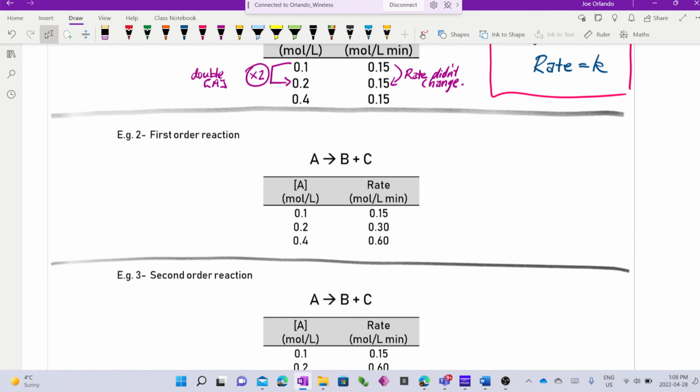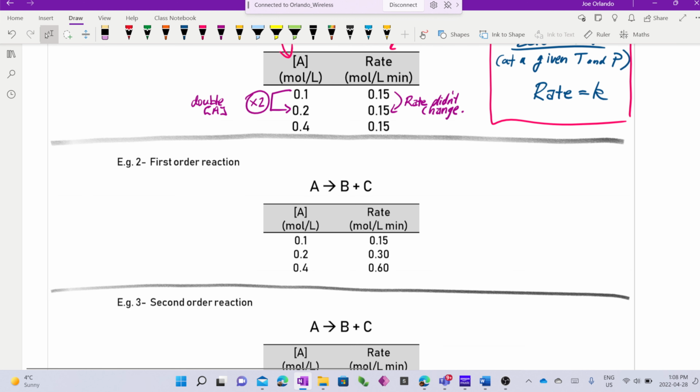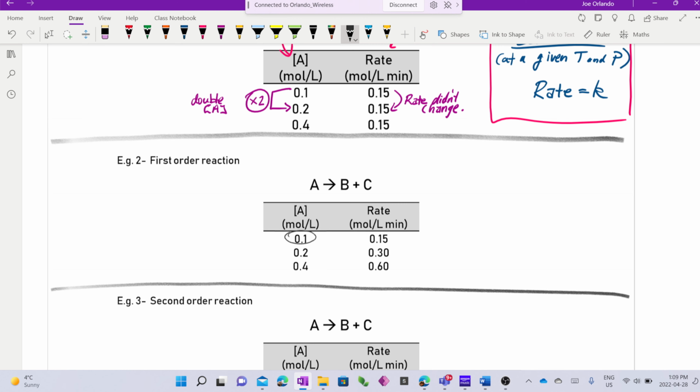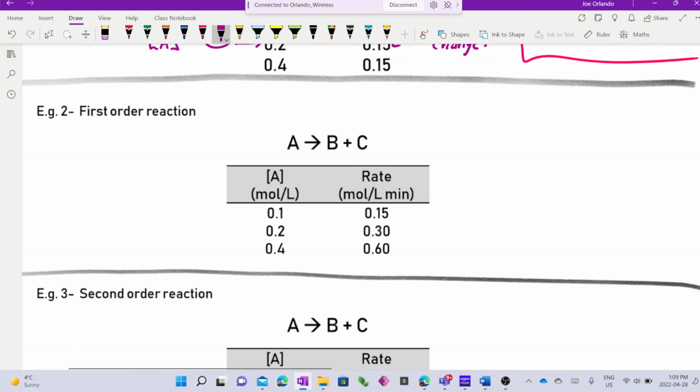Okay. Now, on the other hand, a very common type of reaction is what we call a first order reaction. And in a first order reaction, we start with the same thing. So we set the concentration, and again, this time I just pick a random concentration. In this case, I set it at 0.1 molar. And what was the initial rate? Everything is doubled. Very good.